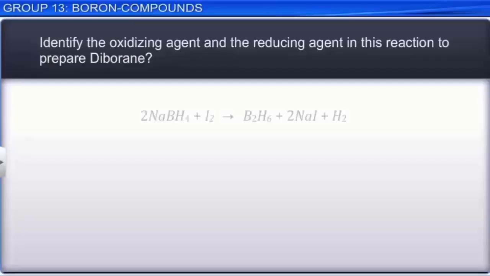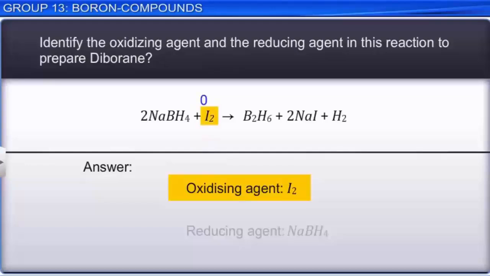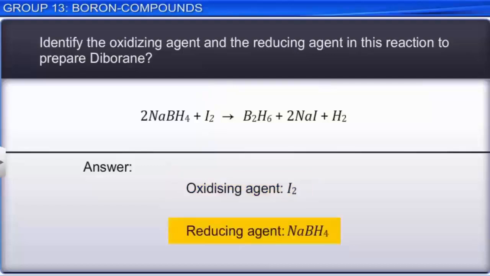Try to answer this question on your own before continuing. Identify the oxidizing agent and the reducing agent in the reaction of sodium borohydride with iodine. Recall that an oxidizing agent is a substance that gets reduced. I2, which has an oxidation state of 0, forms an iodide ion with an oxidation number of -1. Since iodine is reduced, it must be the oxidizing agent. Therefore, NaBH4 must be the reducing agent.